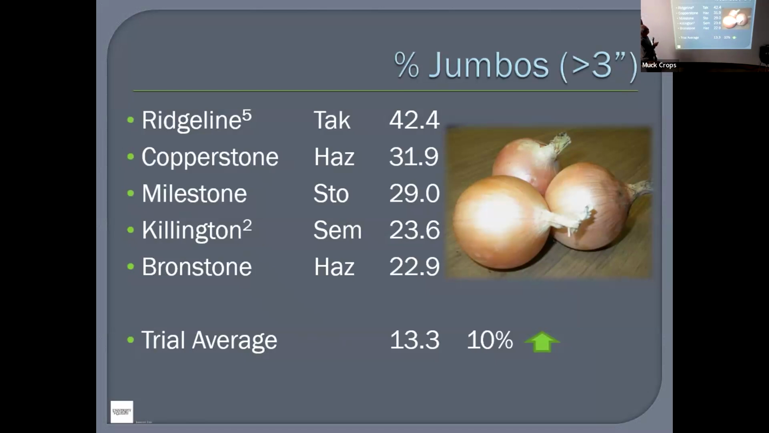But the five varieties here that had the highest percentage of jumbos: Ridgeline, and as you can see there, it's been 5 years that it's been in the top 5 for oversize. Copperstone, Milestone, Killington, and Bronstone from Hazera, ranging from 42 to basically 23% of the onions being over 3 inches in diameter.